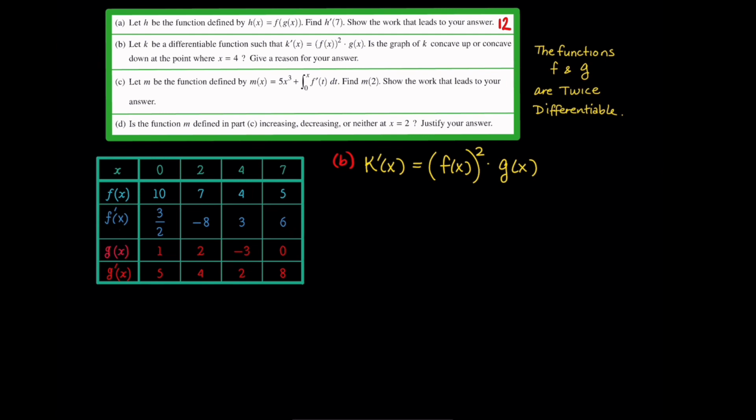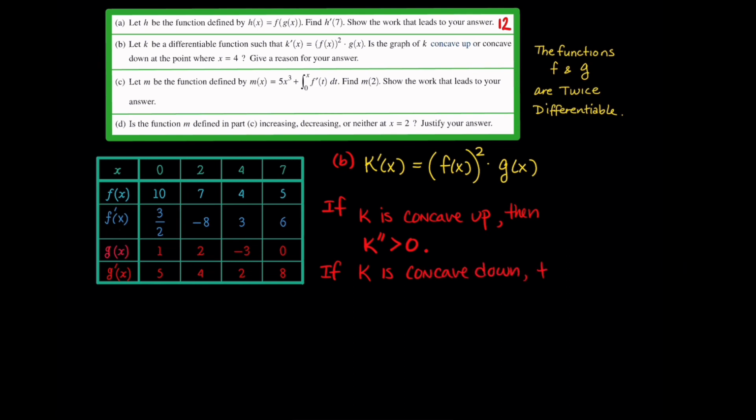Here we're given the first derivative. So now we must take the derivative of this function. You see, if k is concave up, then the second derivative will be positive. If k is concave down, the second derivative will be negative. And so, taking the second derivative will allow us to know what the value is going to be.